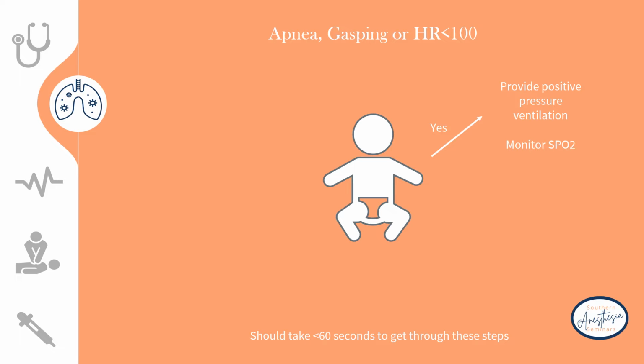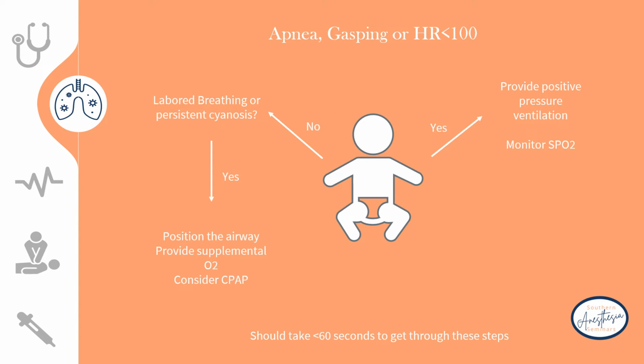Now, if they're not apneic, are not gasping for air, and have a heart rate greater than 100, then you still want to evaluate their breathing. Is it a little labored? Do they have a little retraction, maybe some nasal flaring or persistent cyanosis? If the answer to these questions is yes, then you want to go ahead and reposition the airway, provide some supplemental O2, again, based on those target guidelines, and maybe consider CPAP. If at this point the baby's maintaining on their own, then they can go ahead and proceed to post-resuscitative care, and you can do a team debriefing.